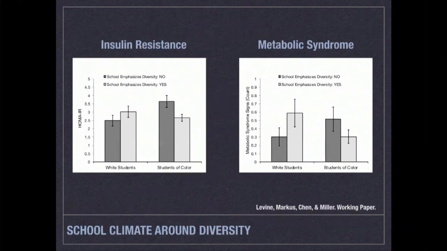Again, these are data from an ongoing longitudinal study. Obviously, we're not manipulating climate in schools yet, although we're trying to head in that direction to test these claims out in a more rigorous way that, if it worked, would have implications for policy and practice. But we're not there yet.